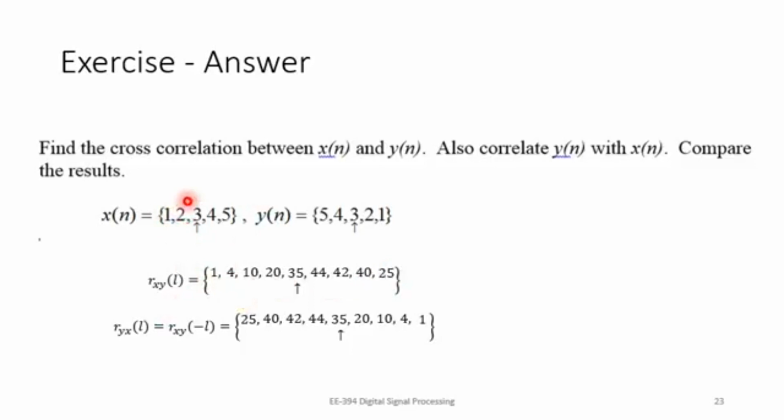You can see that there are 5 sample values here, 5 sample values here. So the total number of correlation sequence values should be 5 plus 5, 10 minus 1, 9. So 1, 2, 3, 4, 5, 6, 7, 8, 9. So there are 9 values, and you can also verify at home by correlating y with x rather than x with y, and see that you will have the same values but in a folded version. This is for you to try and figure out yourself. It will also give you the practice to perform correlation.